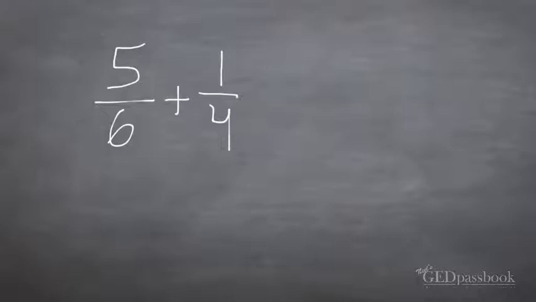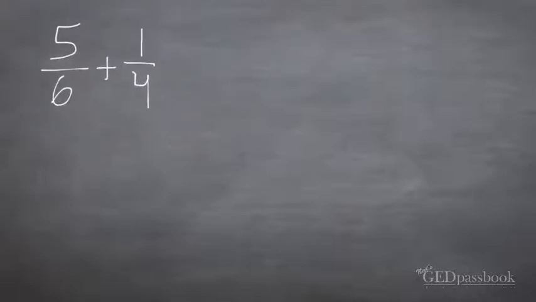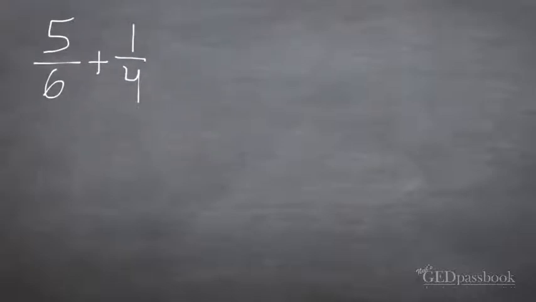Anyways, back to this one. 5 over 6 plus 1 over 4. So, if you notice, these two fractions do not have the same denominator, so I cannot add the numerator straight across because, again, they do not have the same denominator. What we need to do is find the same denominator. We have to create the same denominator. And the way to do that is to find the least common denominator.